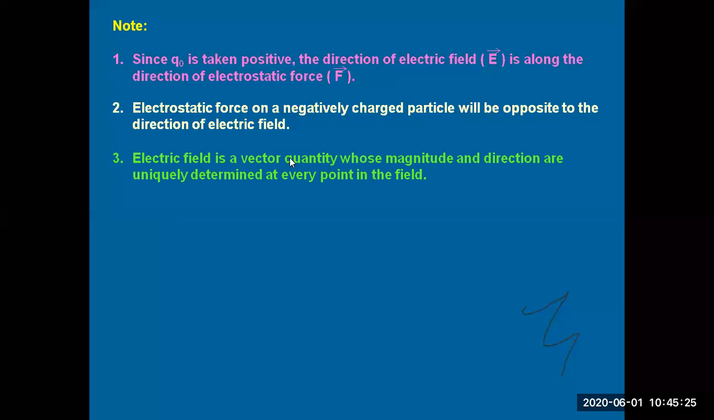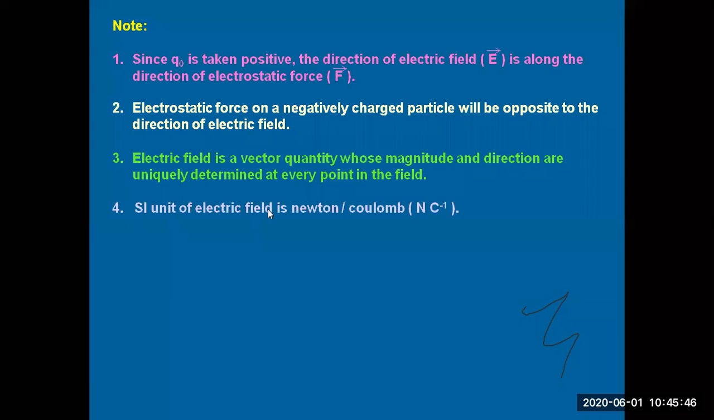Electric field is a vector quantity. What is a vector? It should have both magnitude and direction. That's what is given here. Its magnitude and direction are uniquely determined at every point in the field. 1 mark question: Is electric field a scalar or a vector? You have to mention it is a vector quantity.